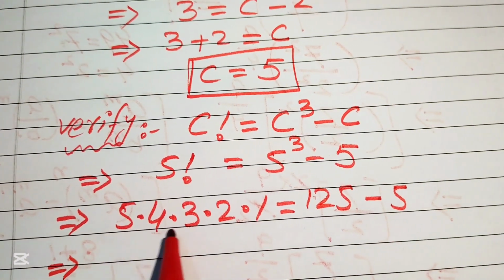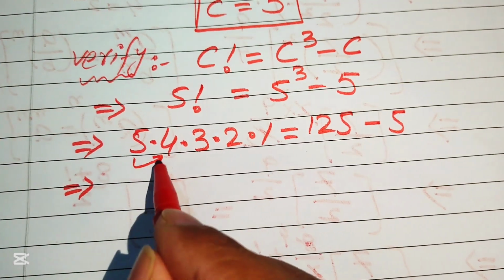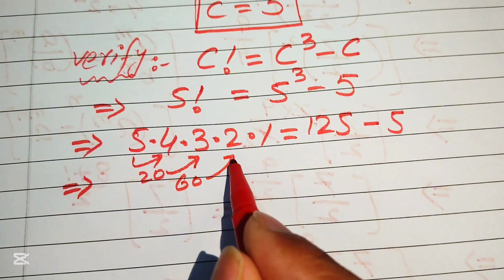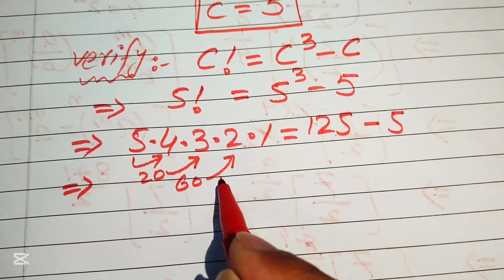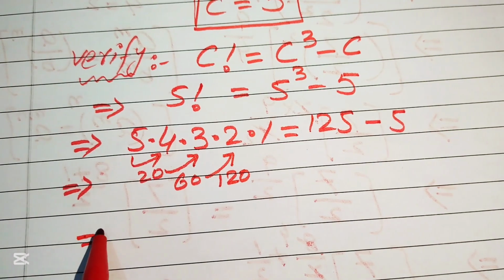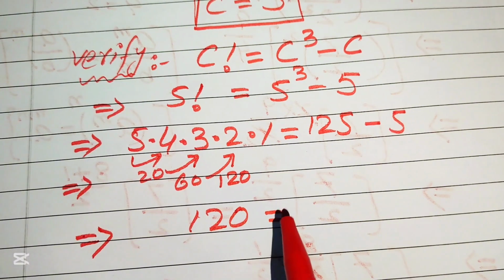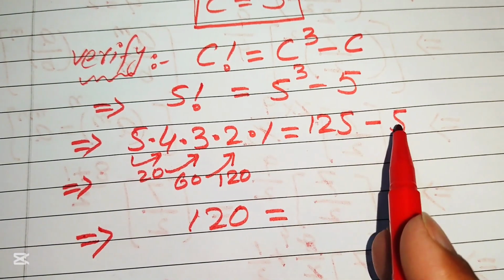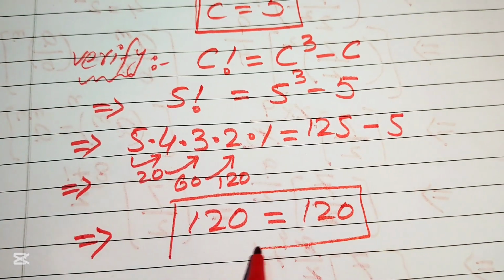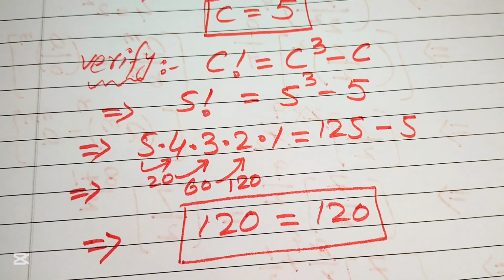Here we need to multiply all these numbers. You know that 5 fours are 20, 20 times 3 becomes 60, 60 times 2 becomes 120, and 120 multiplied by 1 is also 120. It means that the product of all these numbers equals 120. And when you subtract 125 minus 5, it is also equal to 120. This shows that the value c equals 5 satisfies our given question statement. And this is the final answer.